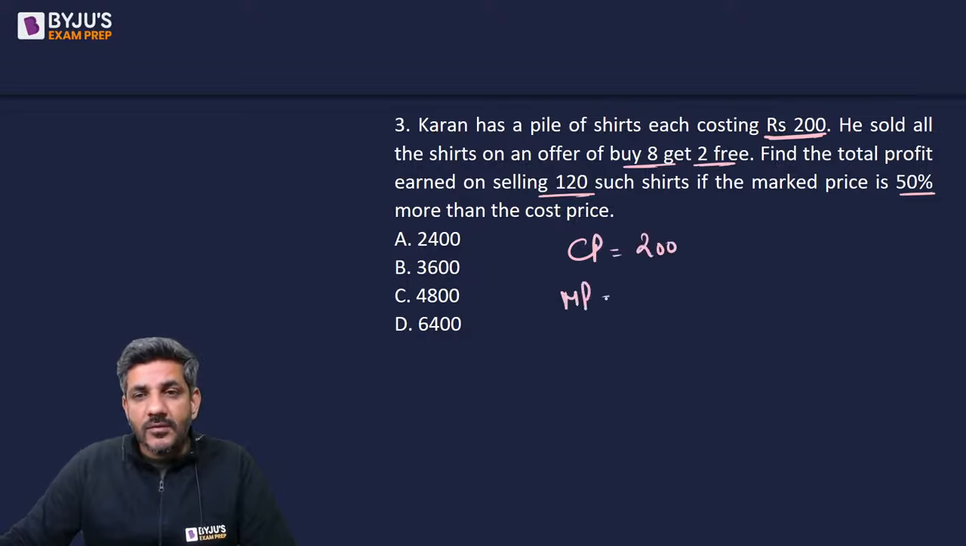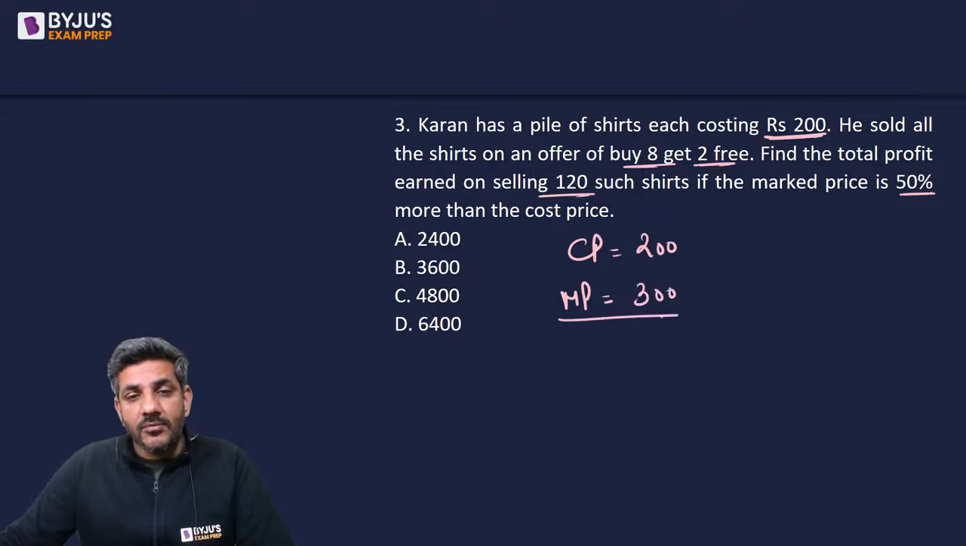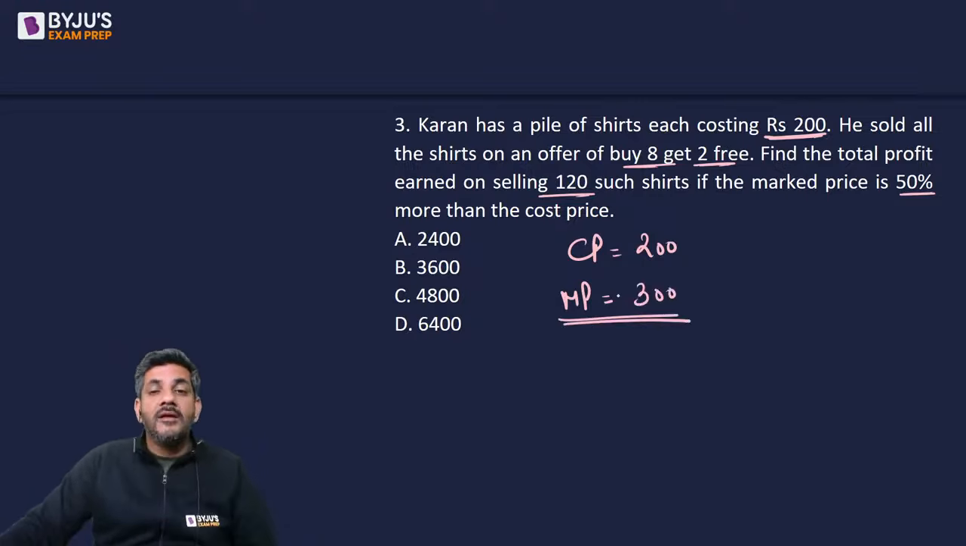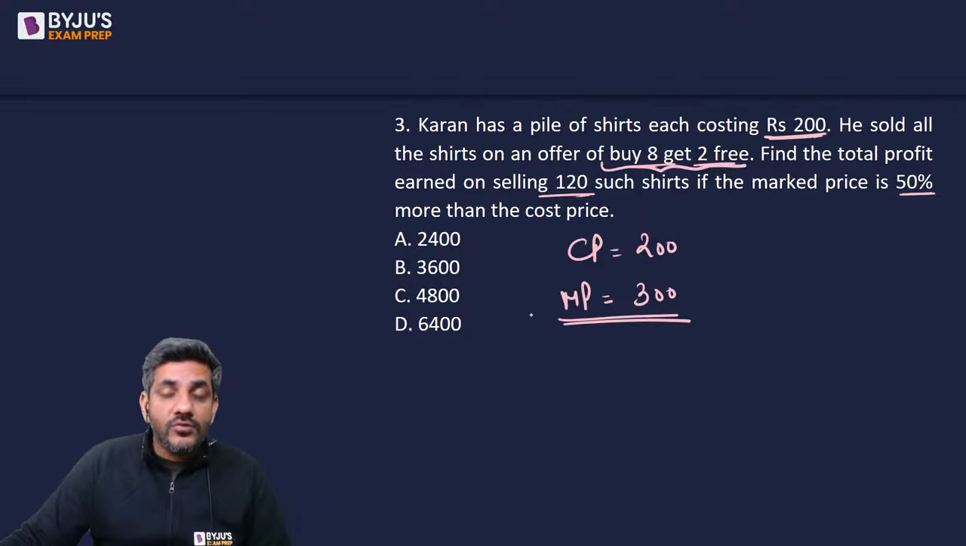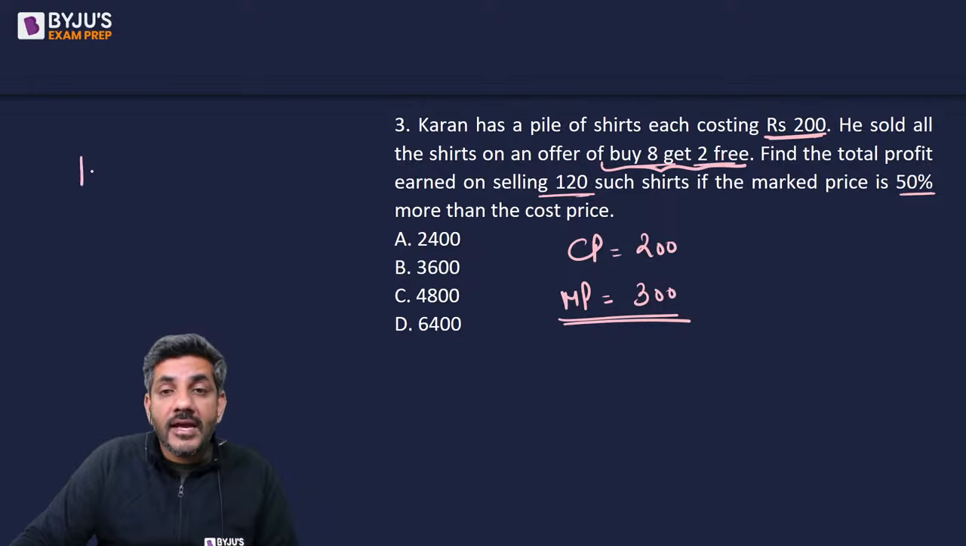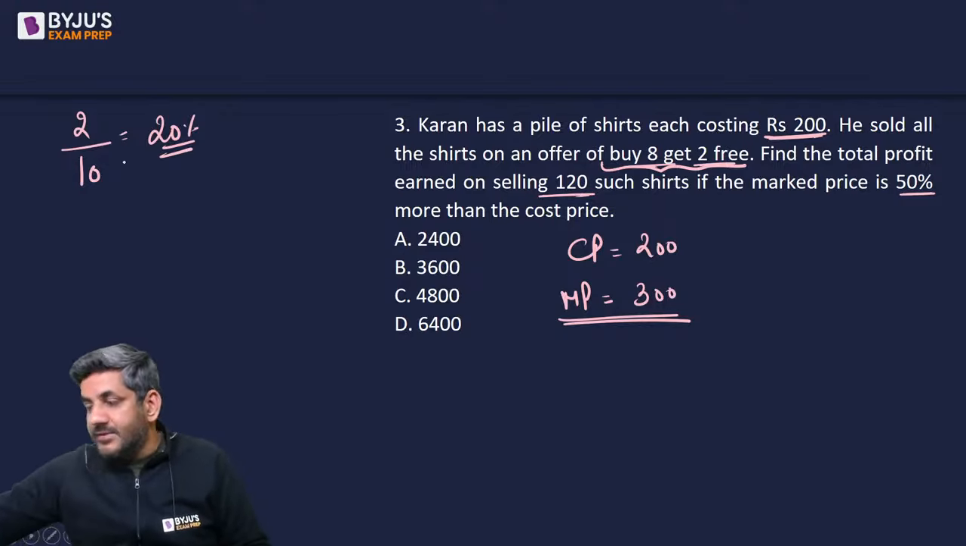So marked price would be how much? 50% more than that, that is equal to 300 rupees. So marked price for the shirts is 300 rupees. Now the question says that he is giving you an offer: buy 8, get 2 free. Whenever you buy 8 and you get 2 free, that means on 10 articles you are getting 2 articles free. The discount percentage that you are getting is 20%.